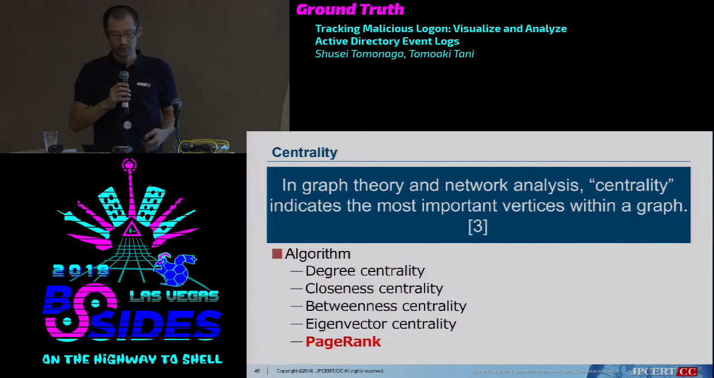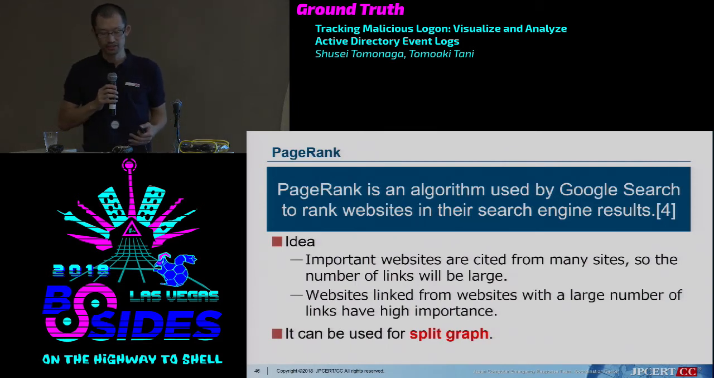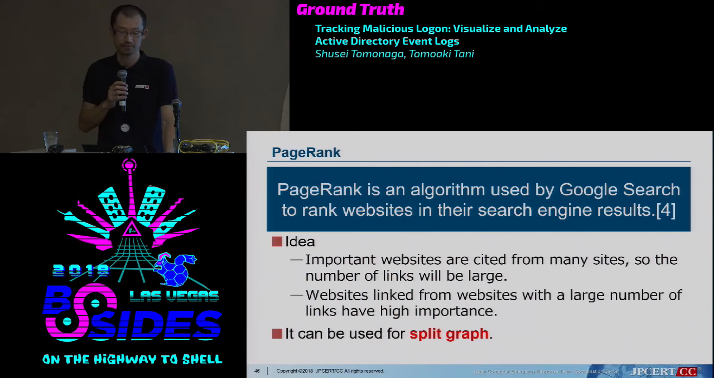There are several algorithms to calculate centrality. The most famous algorithm is PageRank. PageRank is an algorithm used by Google search to rank websites in their search engine results. The idea of PageRank is as follows. Important web pages are linked from many sites, so the number of links will be large. Web pages linked from web pages with a large number of links have high importance.